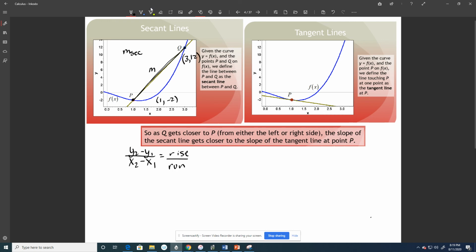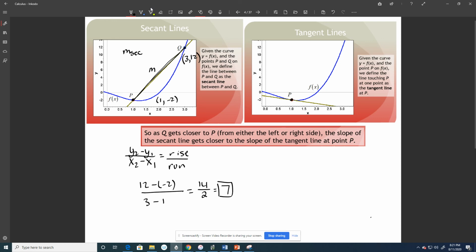So if I wanted to know my slope, I would take my 12 and minus -2. And on the bottom, I would take my 3 and minus 1. So 12 minus -2, that's 14. And 3 minus 1 is 2. So my slope of that secant line is 7. That was really easy to find. Now with a tangent, I only have 1 point. I don't have that second point to help me find a slope. And that creates a little bit of a problem.